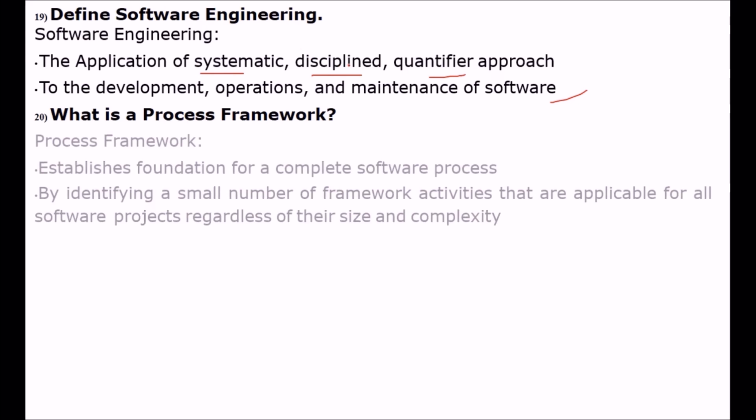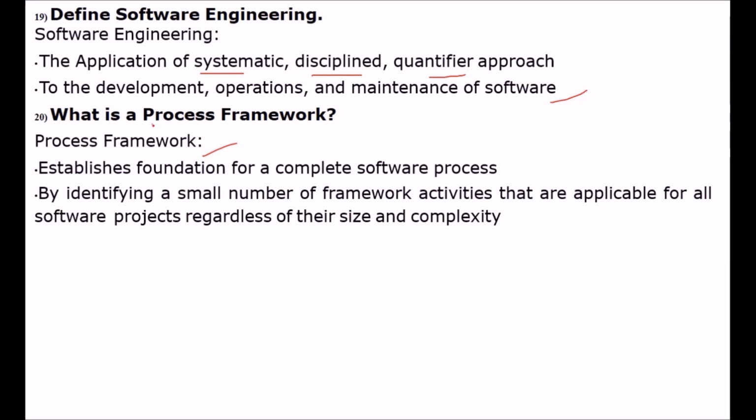Now the basic question: what is software engineering? This is a one-liner, and you have to learn it by heart. The application of a systematic, disciplined, and quantifiable approach to the development, operation, and maintenance of the software. Again, the application of a systematic, disciplined, and quantifiable approach to the development, operation, and maintenance of software is software engineering.